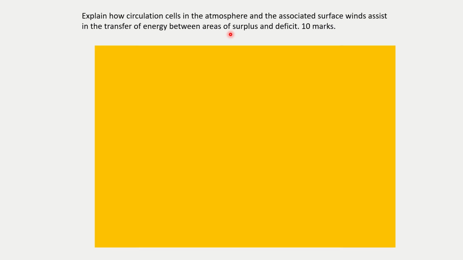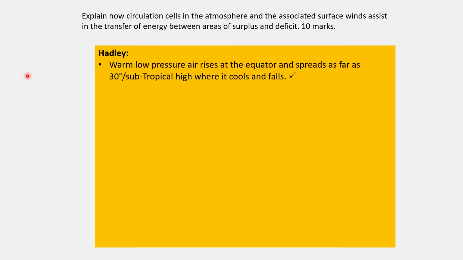Okay, so let's look at an answer. Structure of this answer is important, just to keep it straight in your head. Start off with the Hadley cell. Warm low pressure rises at the equator, it spreads as far as 30 degrees, the subtropical high, where it cools and falls. Now, I'm not going to go through all of this in as much detail as I've just been through it because that's pointless.